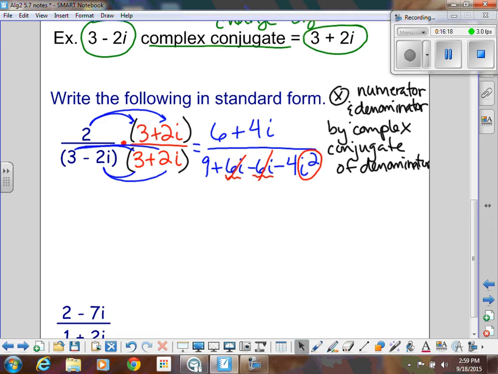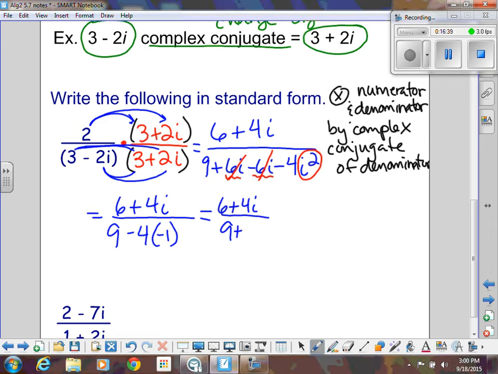So I'm going to have 6 plus 4i over 9 minus 4 times negative 1. So I have 6 plus 4i over, I have 9, negative 4 times negative 1 is positive 4, so I have 9 plus 4. So what I really have now is 6 plus 4i over 13.